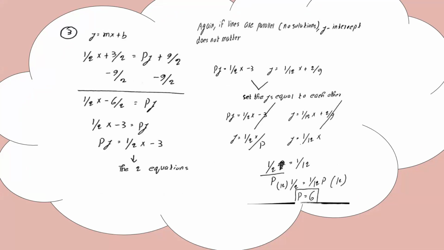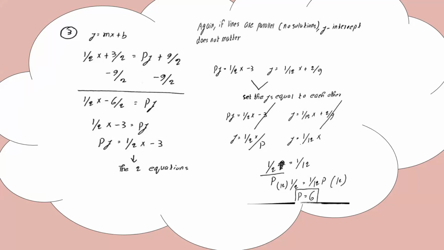So what we're going to do is set the two equations equal to each other in order to find the value of p, since we know that they never intersect, and their y-intercepts don't matter. In order to do that, we have to get rid of p from one of the equations so that there's only y on one side. So we have the second equation, py is equal to 1/2 x minus 3. We're going to divide both sides by p so that we only have y on one side. So you have y is equal to 1/2 x over p.